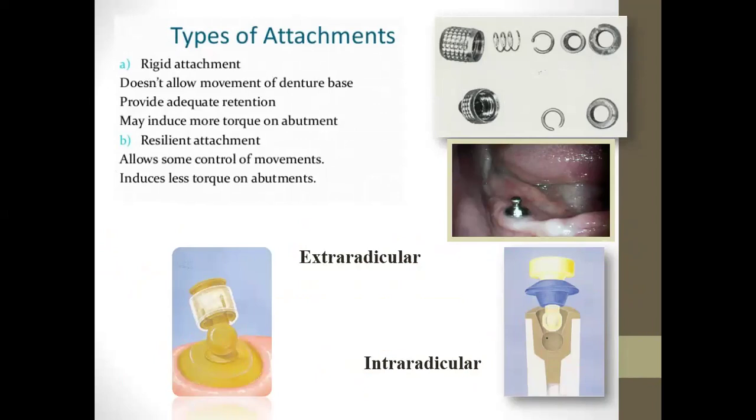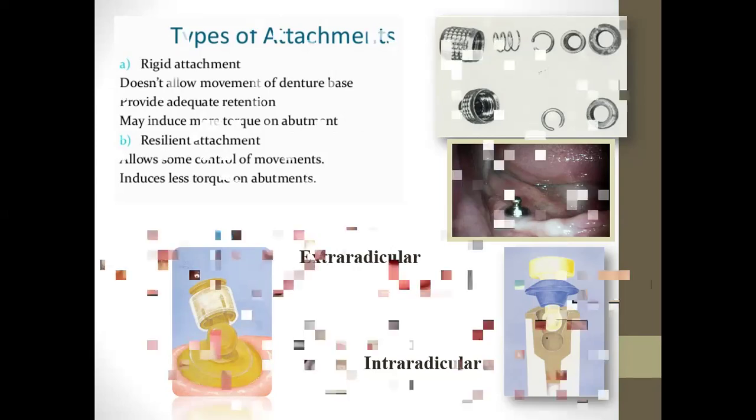You see, the topmost image shows you a spring within the attachment that offers you some amount of movement. So you get some flexibility. The major advantage of using this resilient attachment is that, because of this flexible nature of your attachment, less force gets transmitted onto your overdenture abutments.